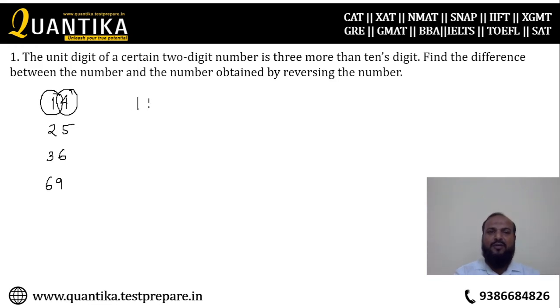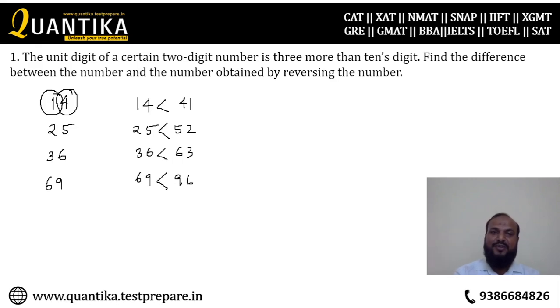So 14 when reversed becomes 41. 25 when reversed becomes 52. 36 when reversed becomes 63. 69 when reversed becomes 96. As you can see from your eyes that 41 is more than 14. 52 is more than 25. 63 is more than 36. 96 is more than 69.